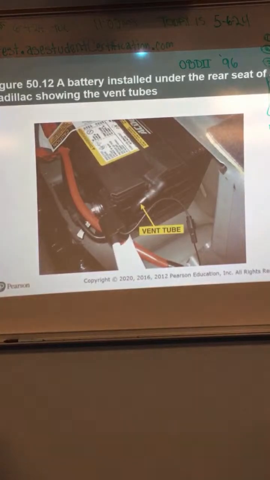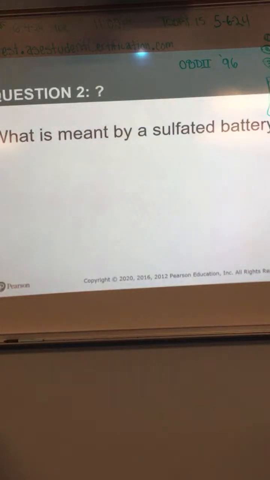I've actually never seen that. It's only going to be on a battery that's inside a car, in the passenger compartment. If it's in the trunk or under the hood, it won't have it. If it's inside the car, it will have that, under the rear seat, because that way you don't get those gases inside the car. Obviously, that would not be good, right?